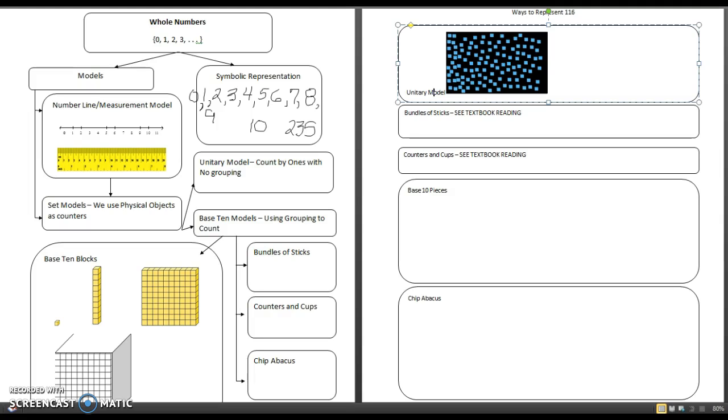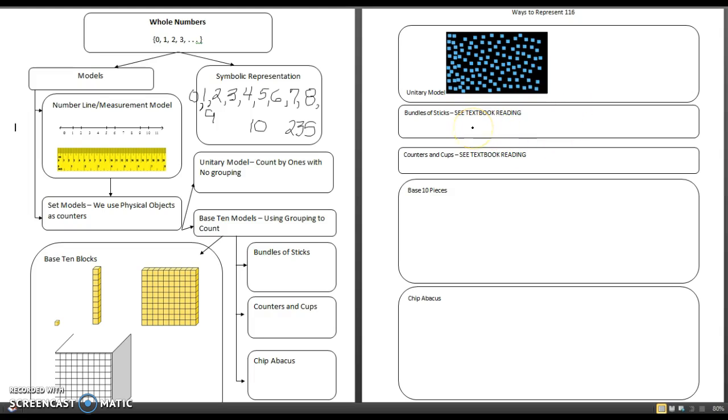So if I wanted to represent 116 with a unitary model, I would need 116 objects. In this case, they're little cubes. Sorry guys, struggling with the technology a little bit here.